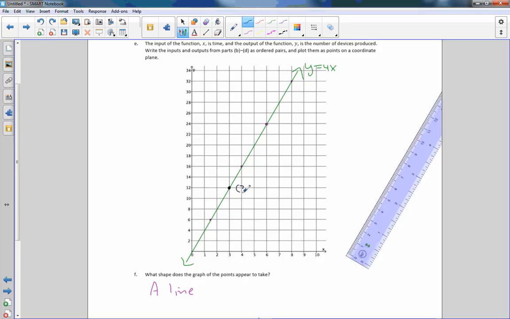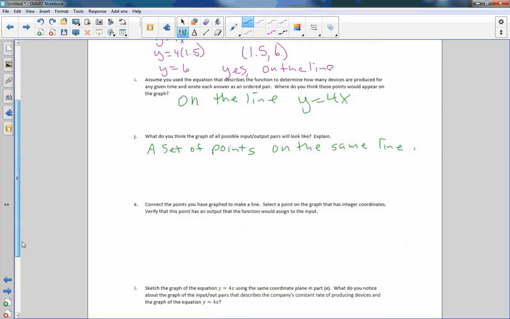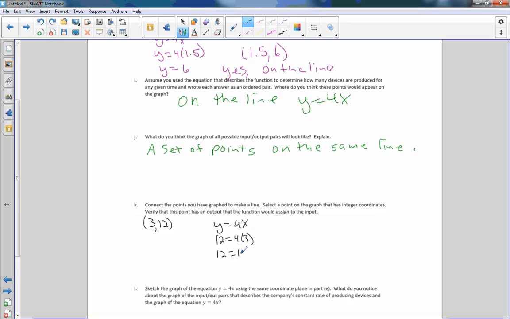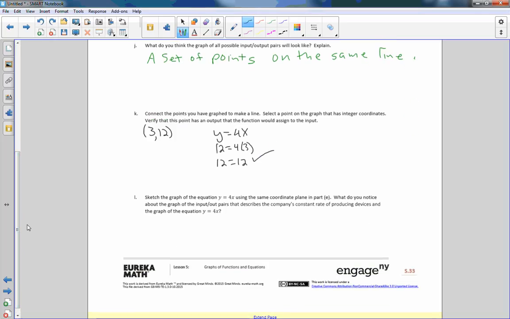Now it says to choose a point on the line, so how about this one here? That is the point 3, 12. Go back to that question and write down that point 3, 12. I want to prove that that is true for the equation y equals 4x. My y is 12. My x is 3. 12 equals 4 times 3, which is 12, and it makes the equation true, so it is on the line.